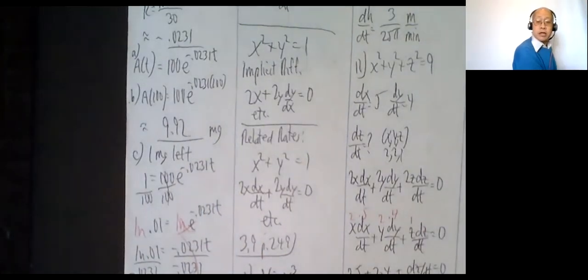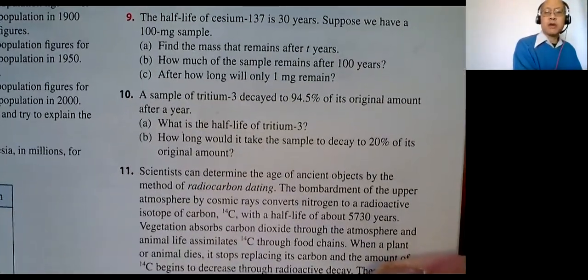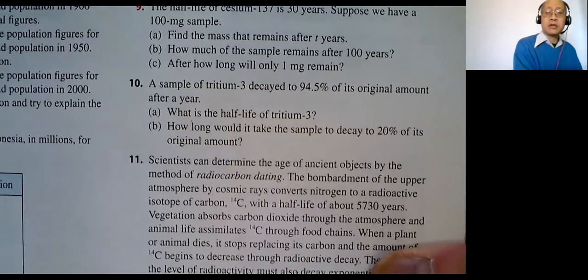Okay, finally C, and then we're done. And we're out of time. And I'm pretty much done with the section, actually. So let's see. 9C, after how long will only 1 milligram remain? That's the new amount.